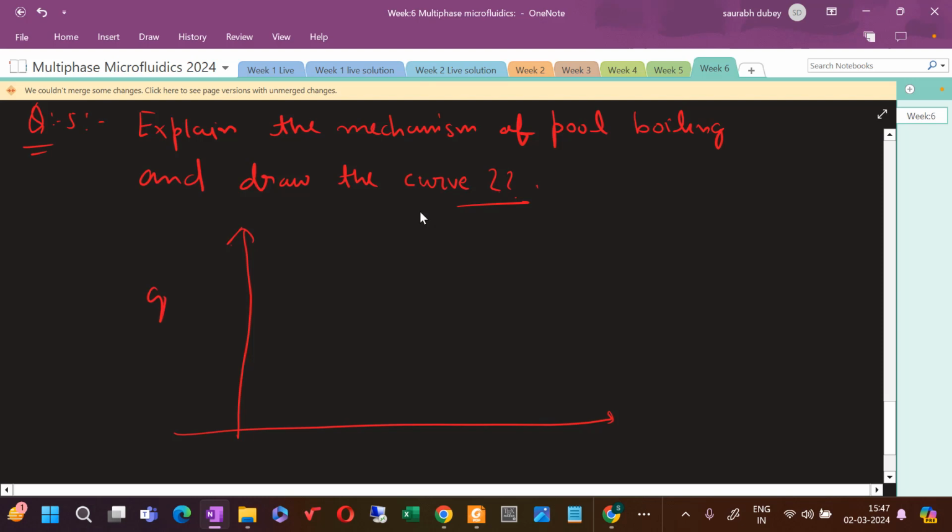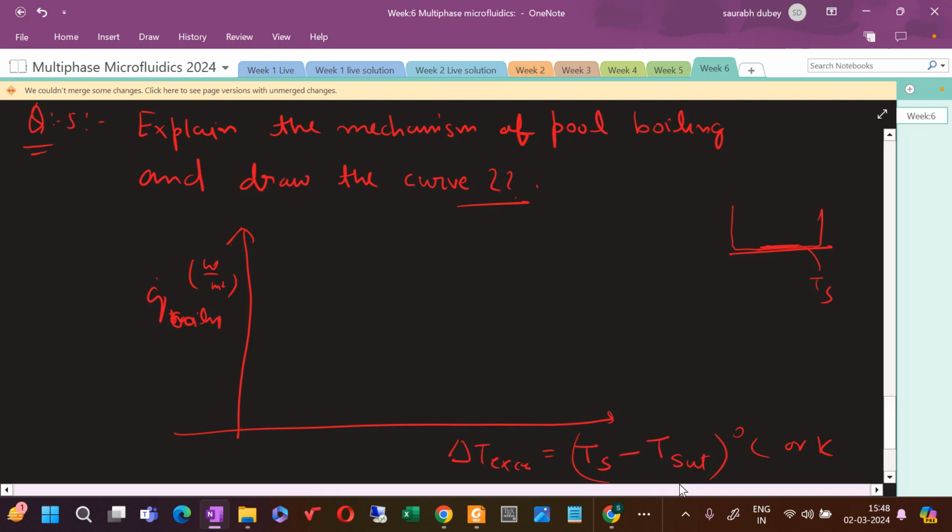Then you saw the curve showing Q, the rate of boiling, with the unit watt per meter square, against delta T, which is the excess temperature. How are we calculating it? This is T surface, the surface on which the boiling is happening. Suppose this pot is there, so it is the temperature Ts minus T saturation, in Kelvin or degree Celsius.